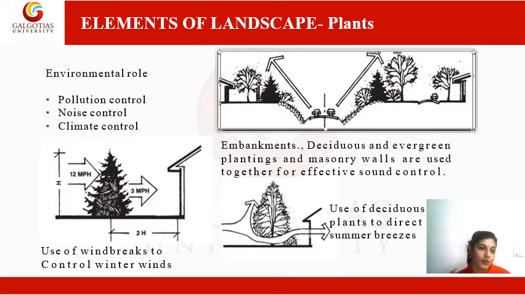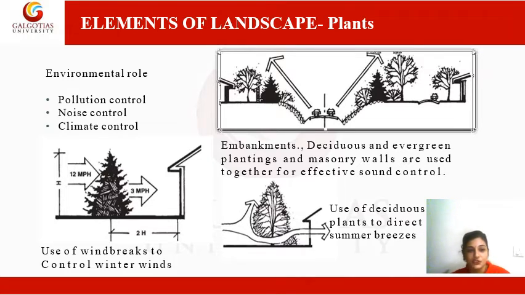Noise control, it also controls the noise pollution. Climate control is a major function of plant material. Use of windbreaks to control winter winds. Embankments, deciduous and evergreen plantings and masonry walls are used together for effective sound control.